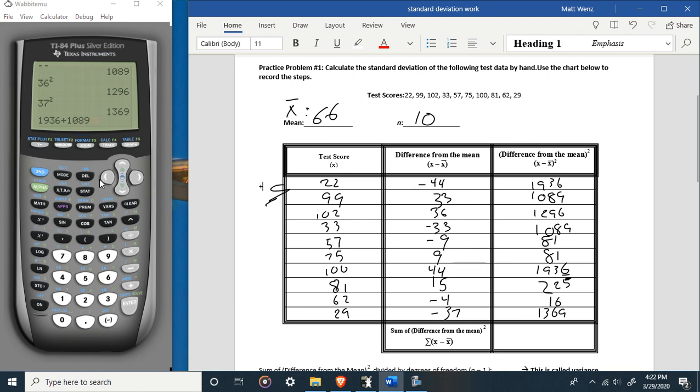1089 plus 1296 plus another 1089 plus an 81 plus another 81 plus a 1936 plus a 225 plus 16 plus a 1369, and that will give us a total of 9,118. Pretend like this will work.